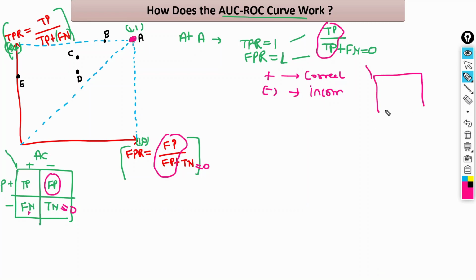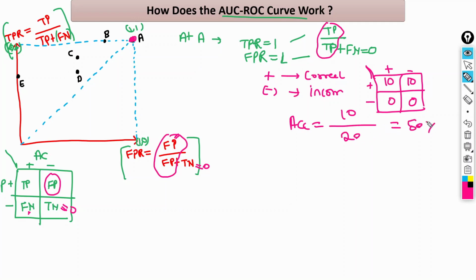So the confusion matrix would be like this. Let's say my total positive value is 10 and total negative value is 10, right? So this will be 10, this will be 0, and this will also be 0. This is true positive 10, and false positive is 10. So we will get this type of performance matrix. What would be the accuracy? Accuracy would be 10 divided by total 20, so we will get accuracy of 50%.